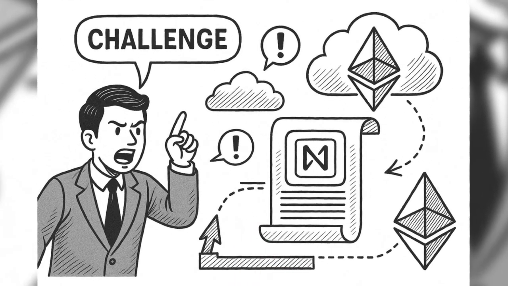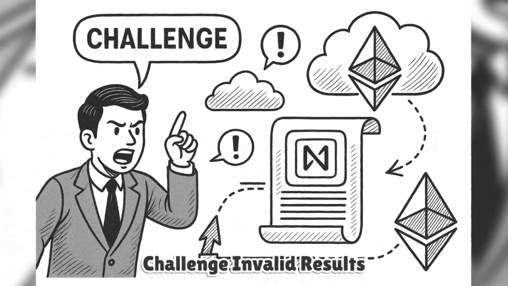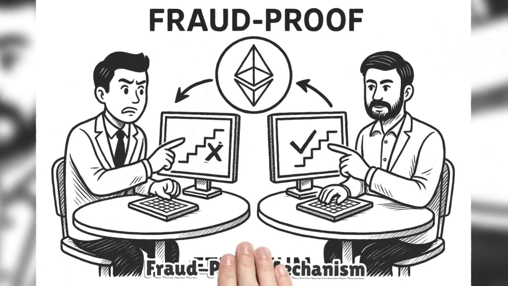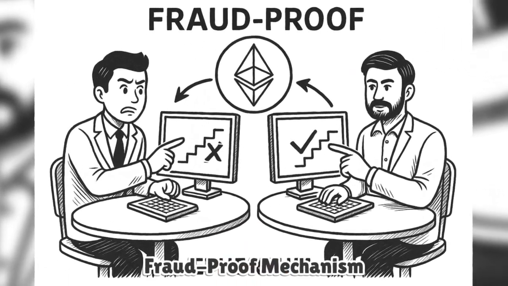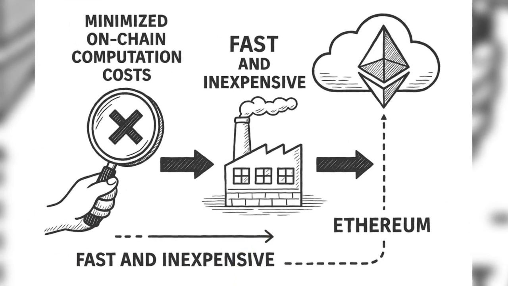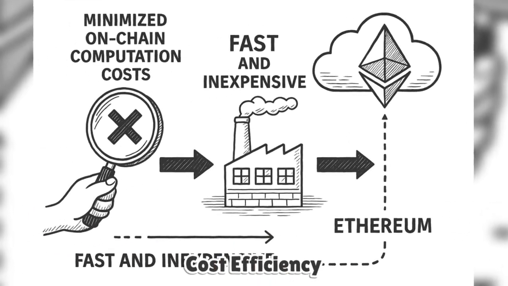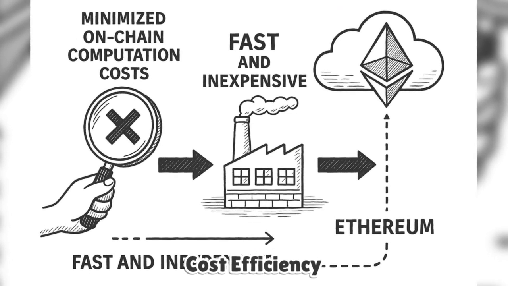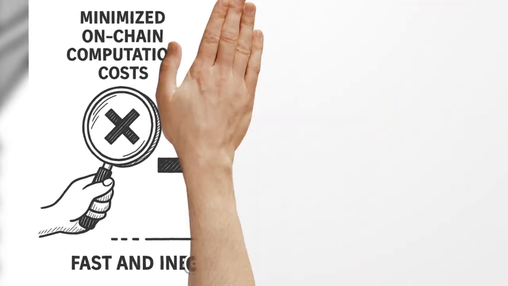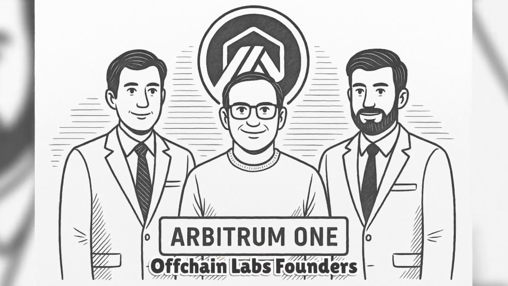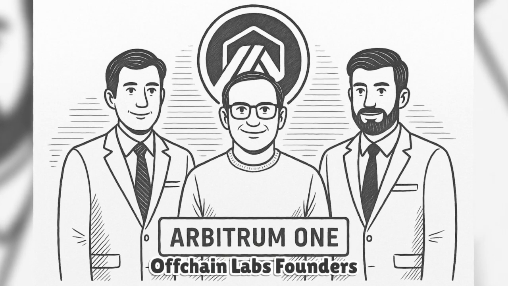If anyone suspects that a batch contains invalid results, they can issue a challenge during a dispute window. The protocol then runs an interactive fraud-proof game on Ethereum to pinpoint the exact step of disagreement. This process minimizes on-chain computation costs because only the disputed instruction is verified on-chain, while honest execution remains fast and inexpensive.